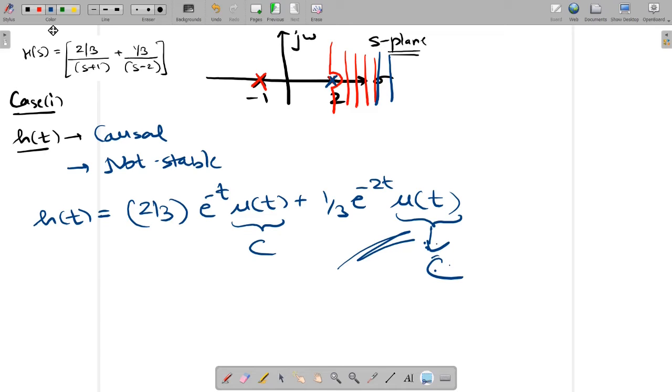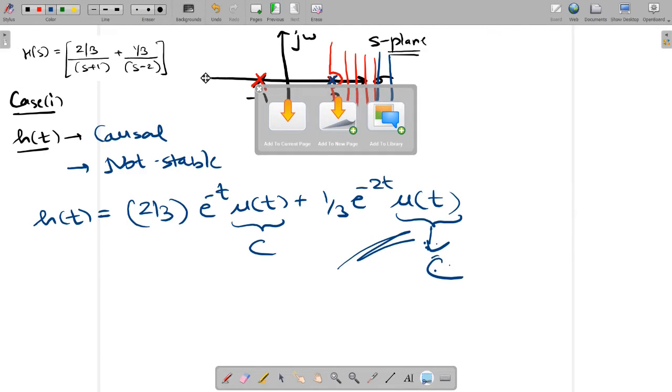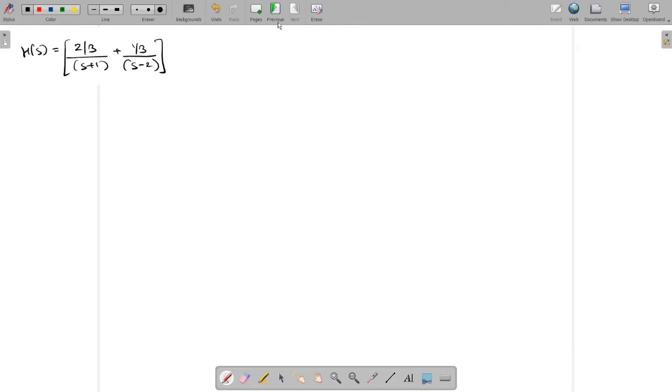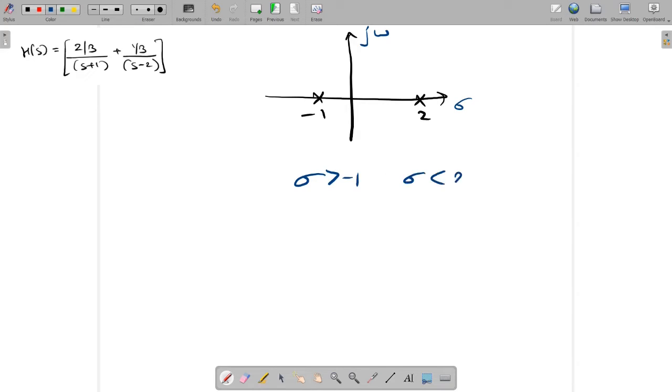Now the next case, please. Let me draw the S plane, please. A pole at -1, pole at 2. Let me take the ROC like this. Sigma is more than -1 and sigma is less than 2. We have done these kinds of sums earlier also. Just a small revision.